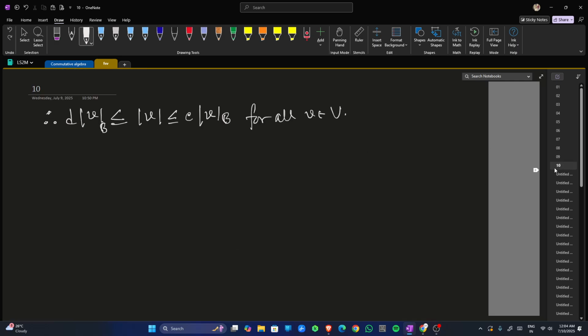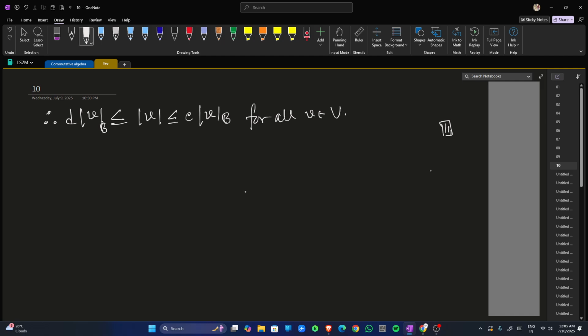Now you can check that the collection of all norms on a vector space, if we give the relation that A is related to B if and only if A is equivalent to B, is an equivalence relation. So you have the result. So the proof is complete.